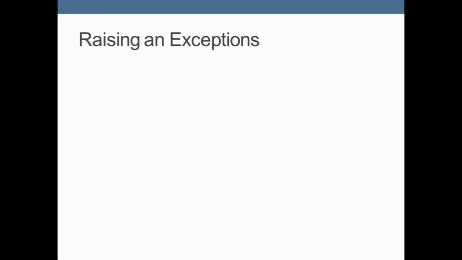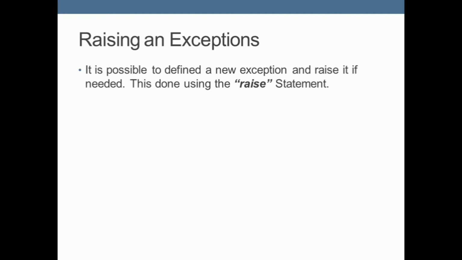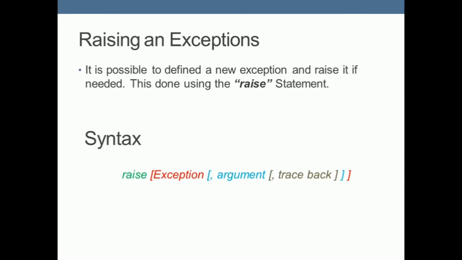Raising an exception. It is possible to define a new exception and raise it if it is needed. This is done using the raise statement. Even when the code doesn't produce an exception, we can raise an exception in a program if it is satisfying a condition. Syntax for raising an exception: here, raise is the keyword and exception is the exception name that is going to be raised.